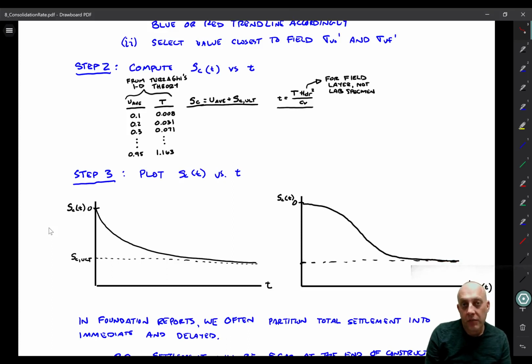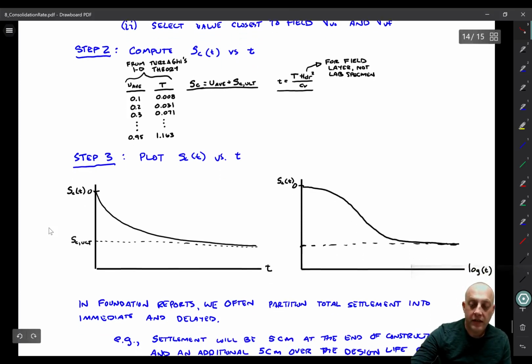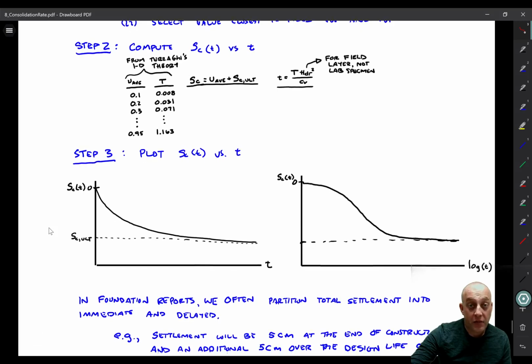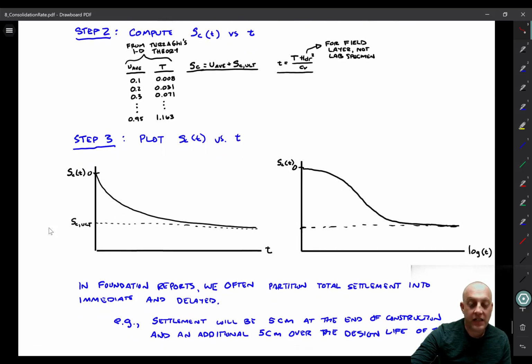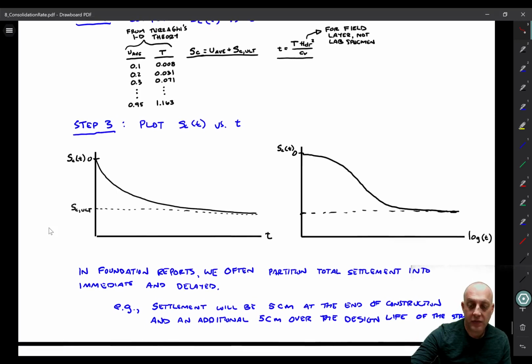All right, so what I would recommend is that you could even include these plots in a design report. Say you're doing settlement calculations for a building. You could put that plot in there. You may not be very accurate with it, for a reason I'll talk about in just a second. It's really hard for us to accurately compute settlement versus time.